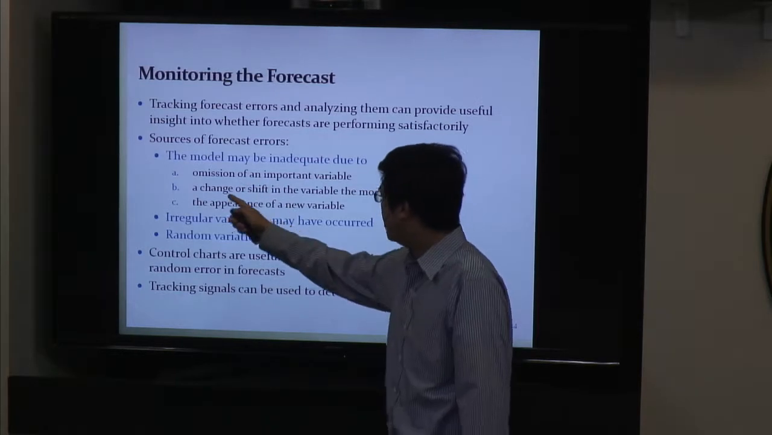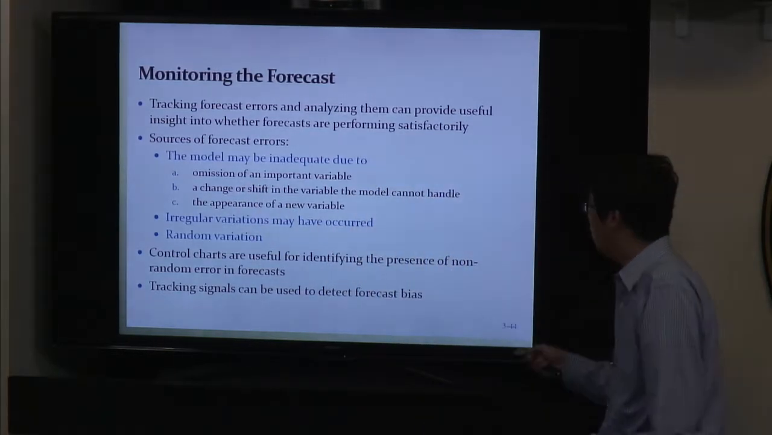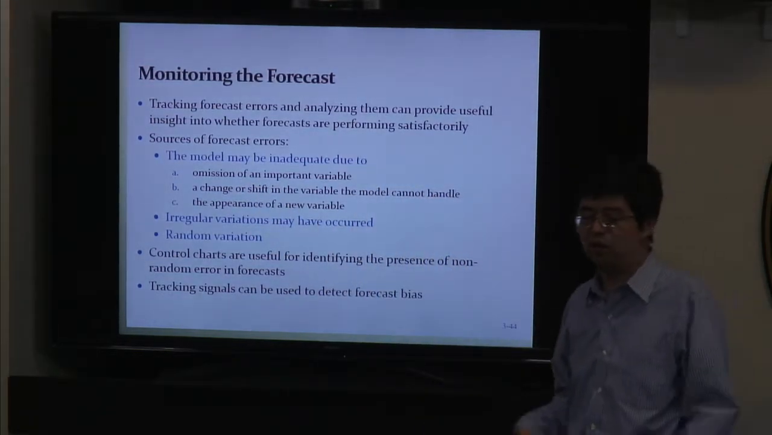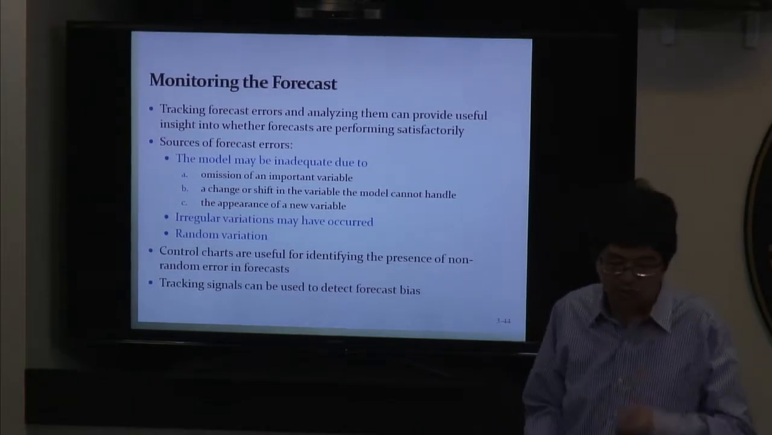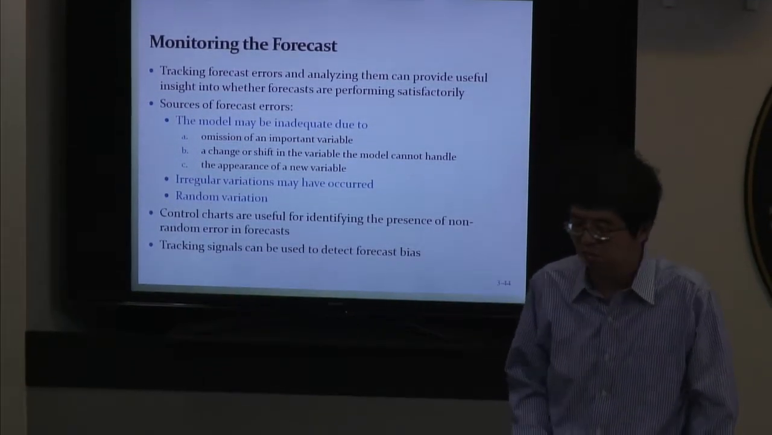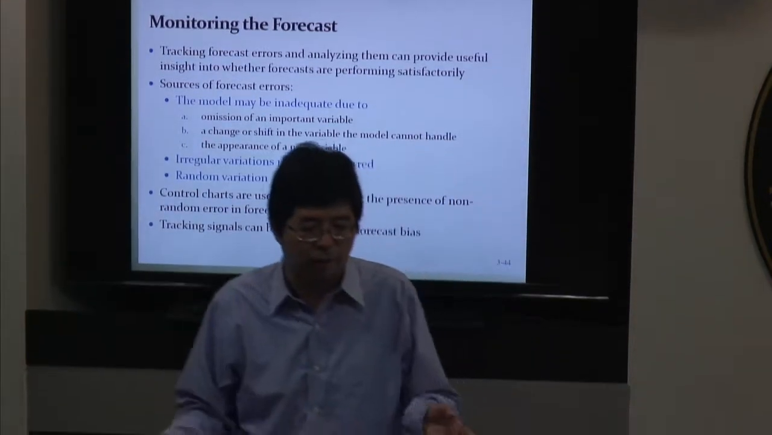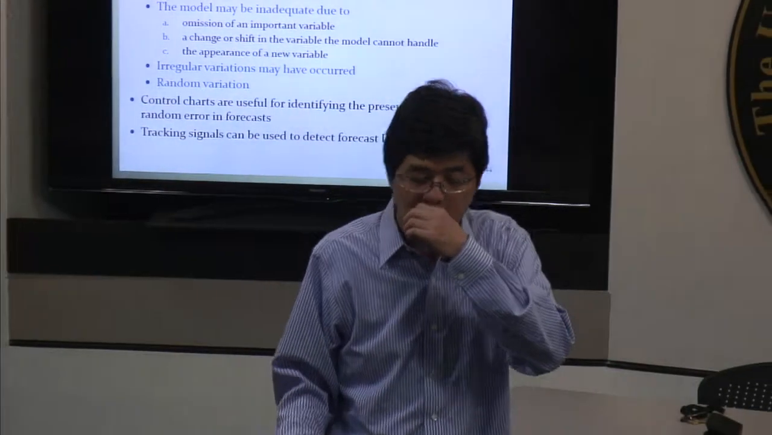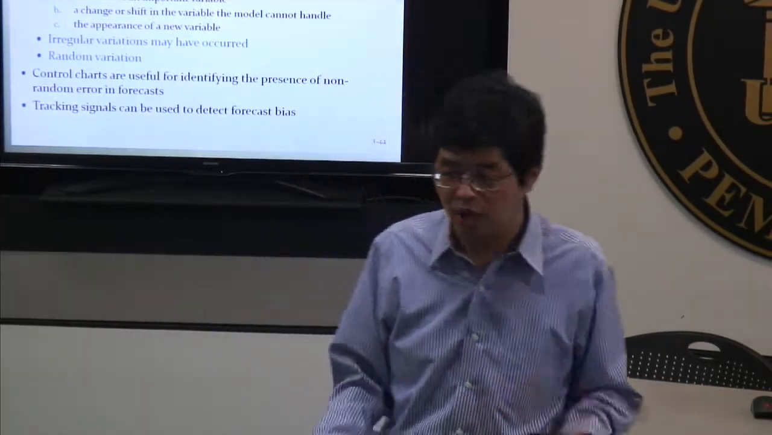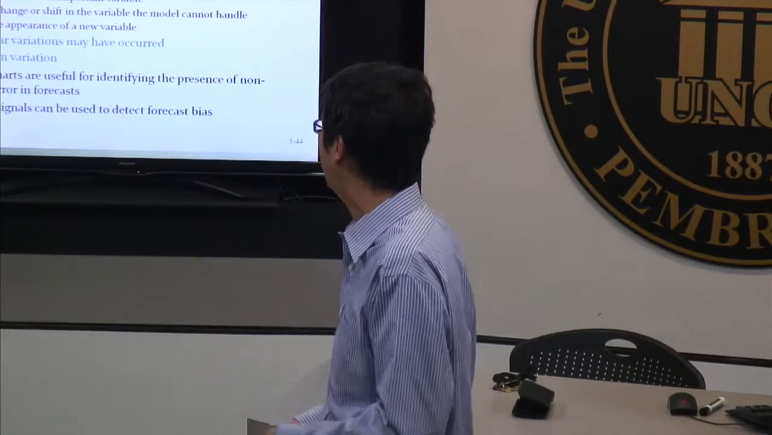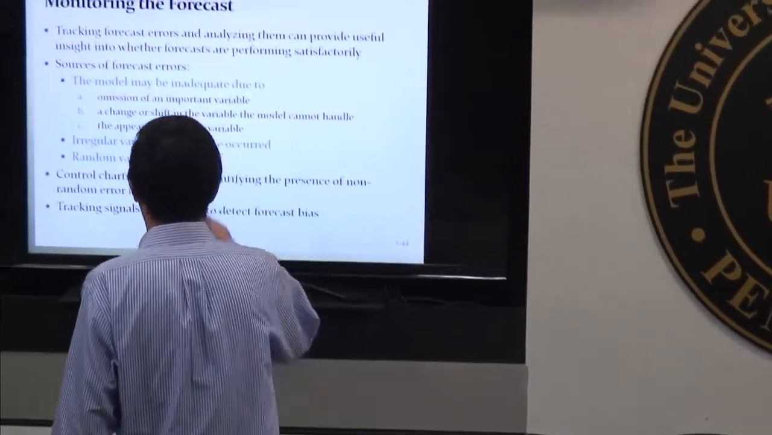Another problem is a change or shift in a variable that the model cannot handle. For example, during a recession, maybe like I said, crime rates in these areas increase dramatically, and then location will replace the size of the property. So there are some shifts of a variable.